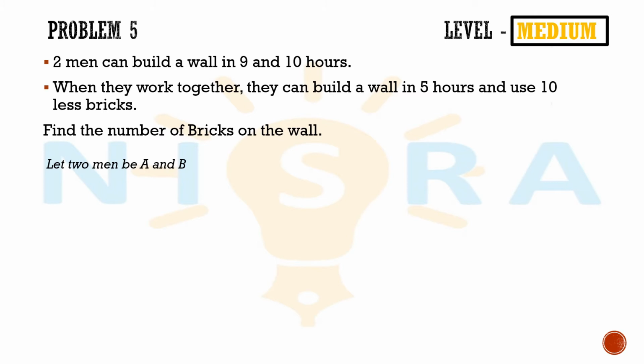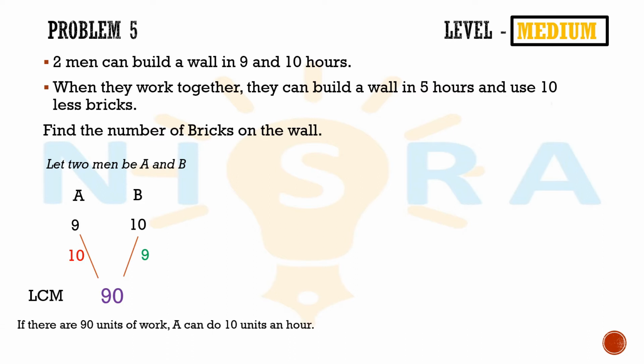So, to solve this problem, we have to find out how much work A and B can do in 1 hour. From the problem statement, we know A can build a wall in 9 hours and B can build a wall in 10 hours. If we calculate the LCM of them, it will be 90. Now, divide 90 by 9, you will get 10, and 90 by 10, you will get 9. So, in conclusion, if there are 90 units of work, A can do 10 units in an hour and B can do 9 units in an hour.